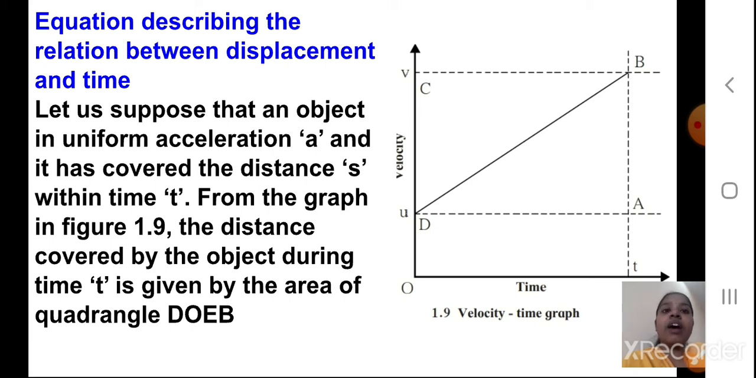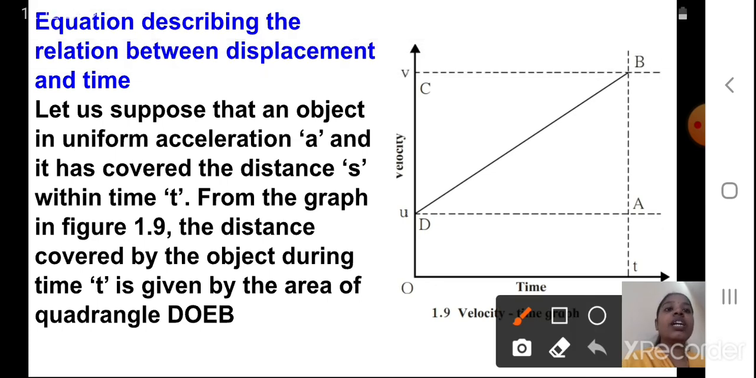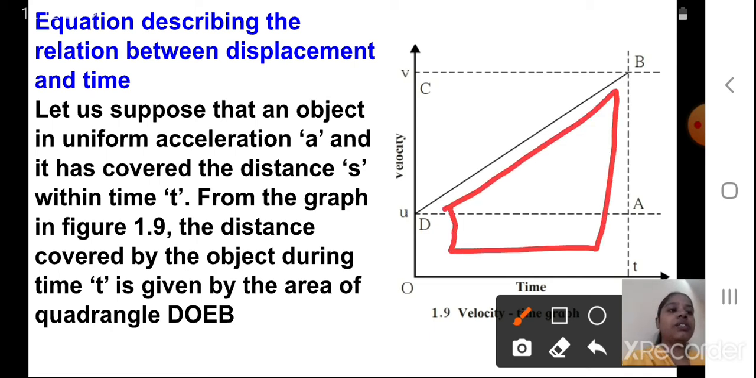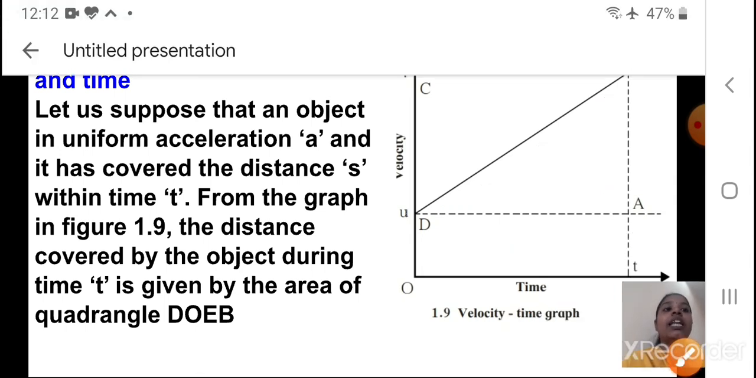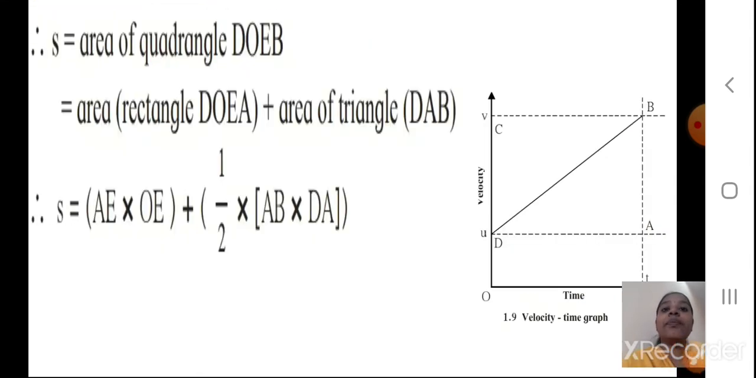Okay, from the graph in figure 1.9, the distance covered by the object during time t is given by the area. So whatever distance is covered by the object, we will consider it by the area of the quadrangle DOEB. This quadrangle we will consider. Okay students, so we will proceed. For that quadrangle's area we are going to take it as s, that is, the distance will be equal to the quadrangle area. So s is equal to the area of the quadrangle DOEB.